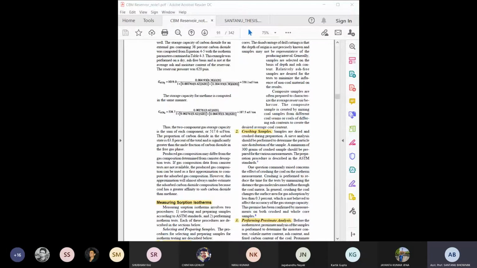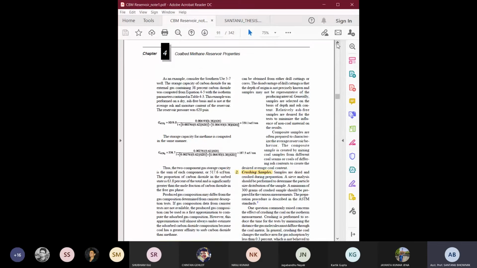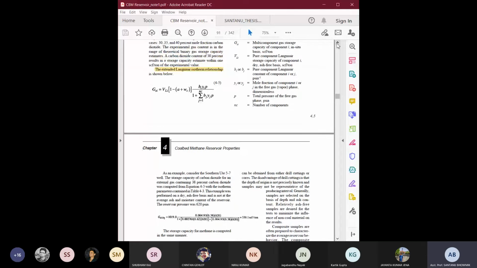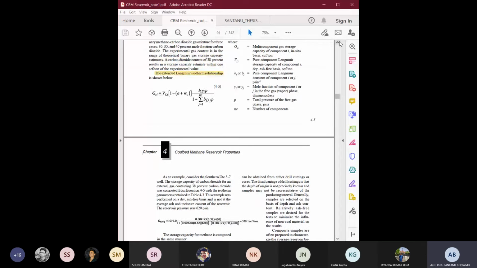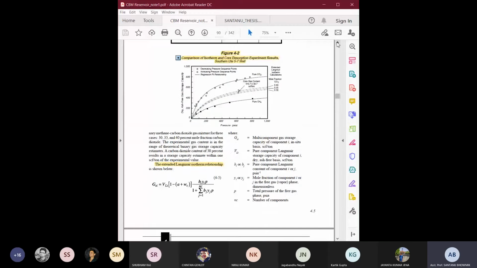Now, if I remember, in the last class we have just discussed till the formation of the extended Langmuir isotherm. Am I right? Can anybody rectify me if I am wrong? I think we have just discussed up to the extended Langmuir isotherm and explaining the equation and explaining the graph, figure 4.2. Is it okay? Yes, sir. Okay.